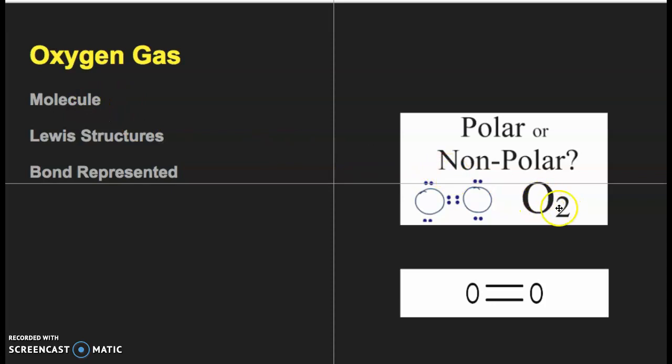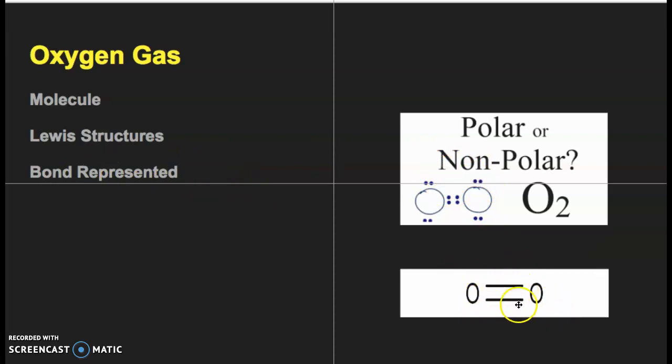The molecule's right here, O2. Lewis dot structure, here it is. And notice you have to have all 8 electrons shown in your Lewis structure. 1, 2 for this one here, 1, 2, 3, 4, 5, 6, 7, 8 electrons. And for this one, 1, 2, 3, 4, 5, 6, 7, 8 for this one. So now they're both happy. And there are the Lewis structures. And here's the bond represented.